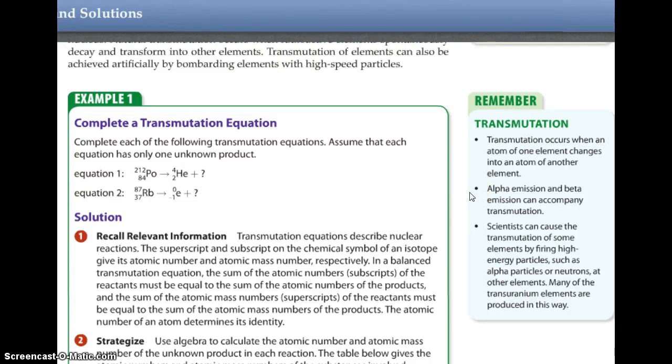Alpha emission and beta emission can accompany transmutation. Scientists can cause the transmutation of some elements by firing high-energy particles, such as alpha particles or neutrons, at other elements.